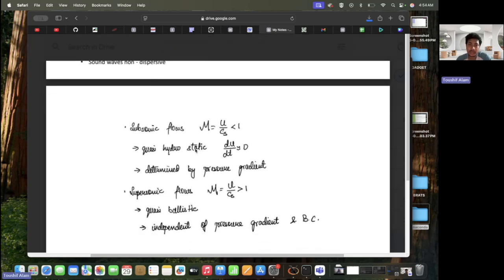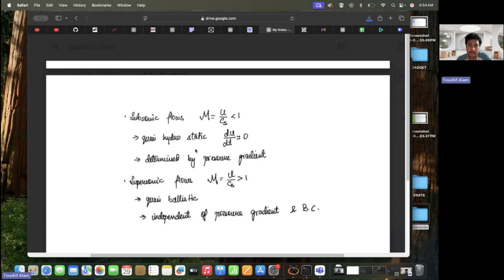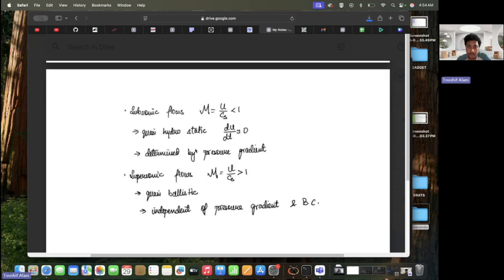Subsonic flows: Mach number M is u by Cs less than 1. Quasi-hydrostatic, the density is approximately constant, determined by the pressure gradient. Supersonic flow: M is equal to u by Cs greater than 1. Quasi-ballistic, independent of the pressure gradient and boundary conditions.